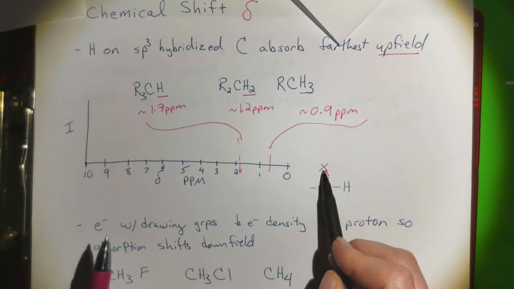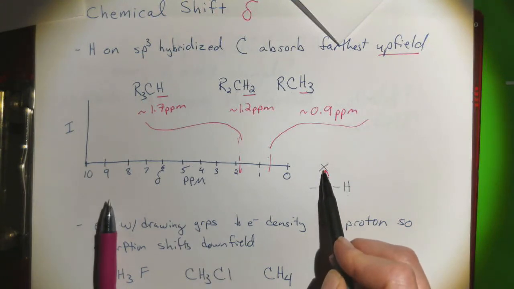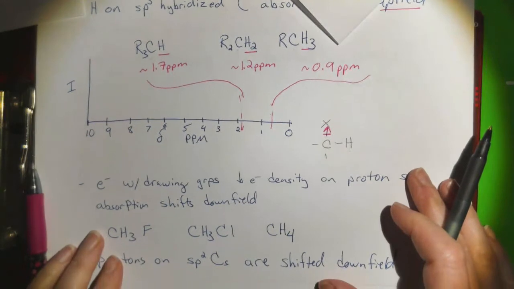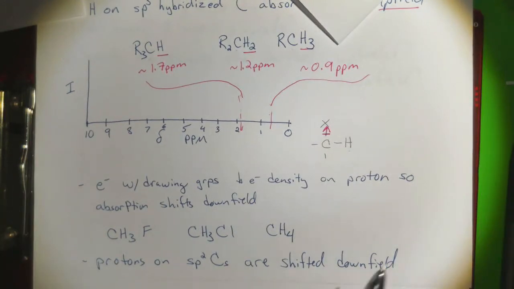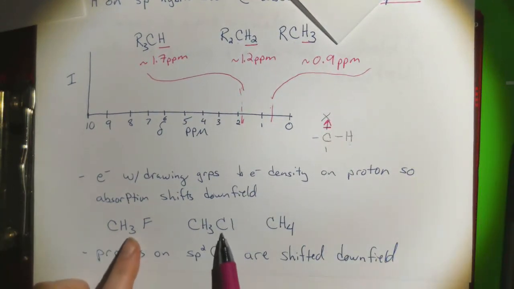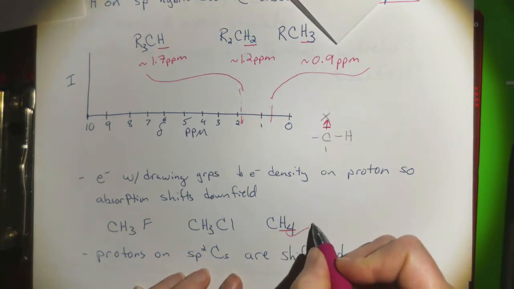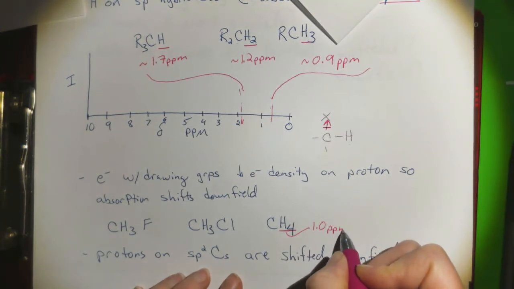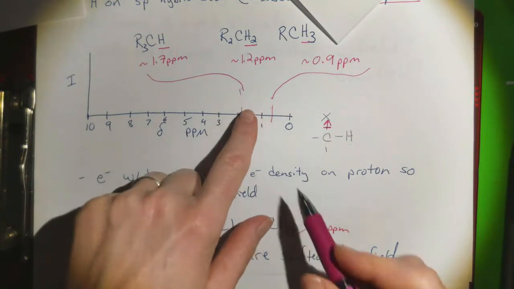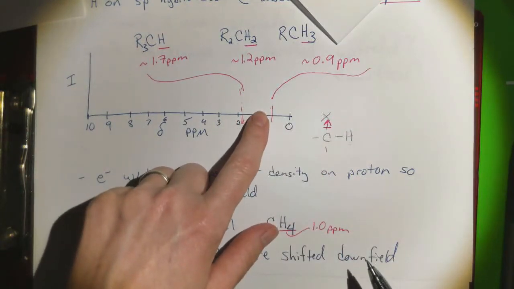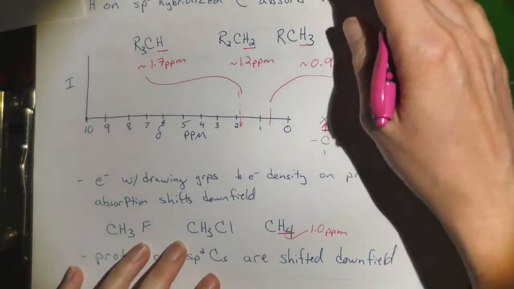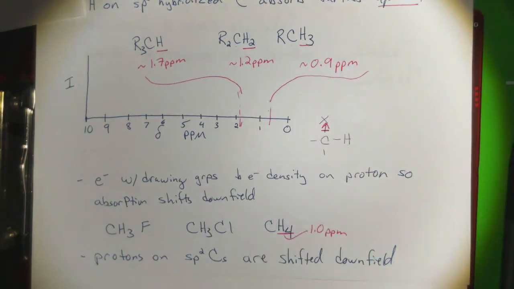So what are examples of electron withdrawing groups? Well, you learned about alkyl halides last semester. So let's take a look at some examples of different alkyl halides. Here we've got two different alkyl halides, and for comparison I'm using methane. This signal absorbs around 1 ppm, and again, you don't have to memorize that. You would put it in this range here. And notice how close that is to the 0.9 that I've given you there.